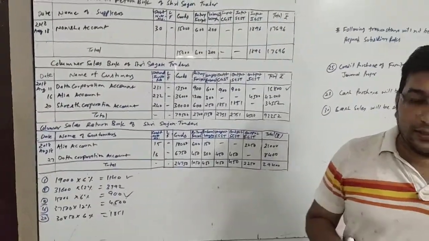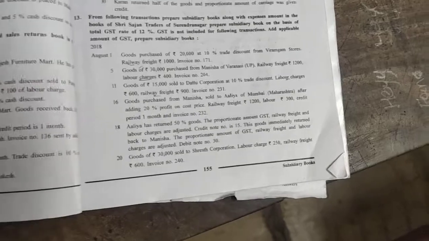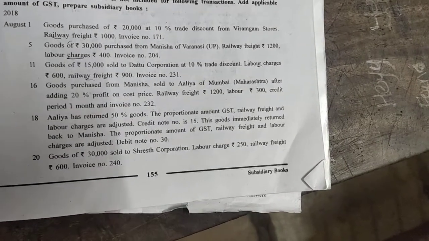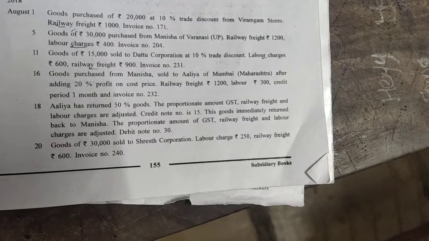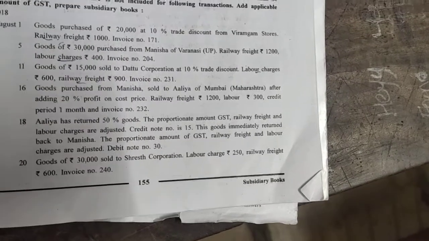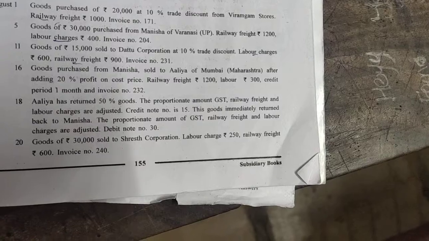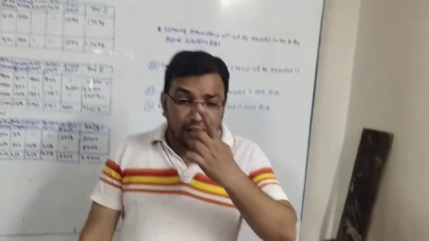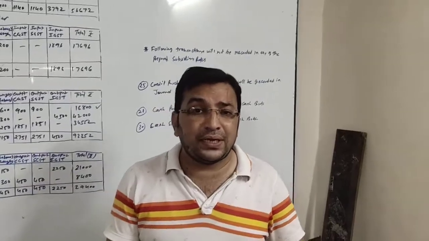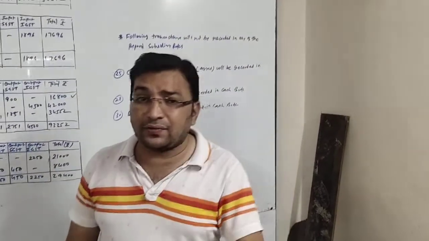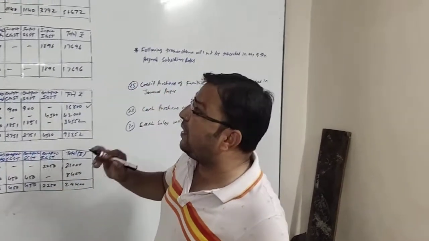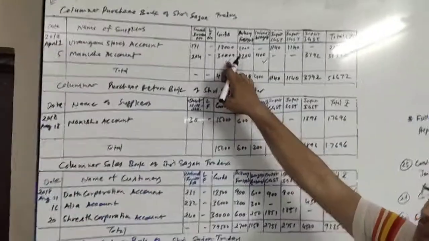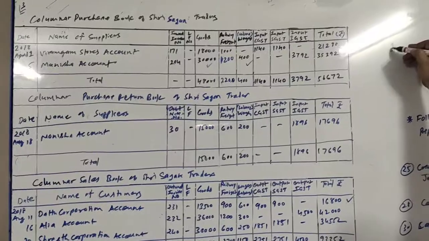Okay, next transaction. Goods purchased from Manisha sold to Alia of Mumbai, Maharashtra after adding 20% profit on cost price, railway freight 1200 and labor 300, credit period 1 month, invoice number 232. Goods purchased from Manisha is sold to Alia after adding 20% profit. So first of all we will see how much goods was purchased from Manisha. We purchased goods of rupees 30,000 from Manisha.